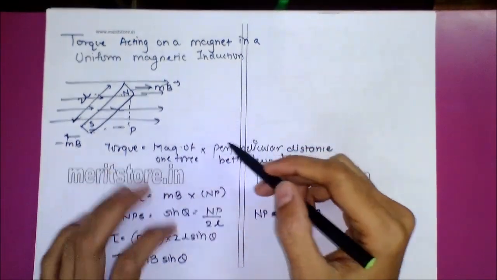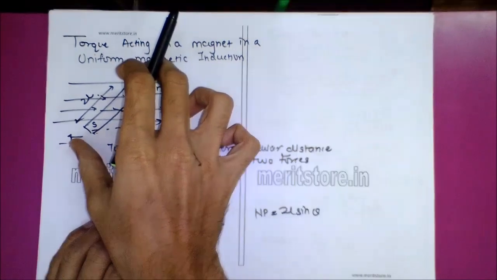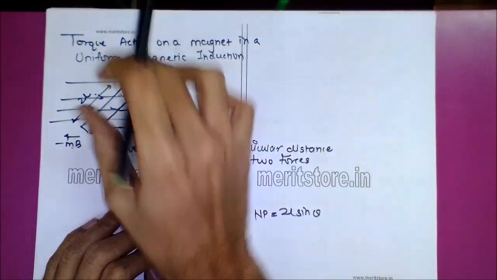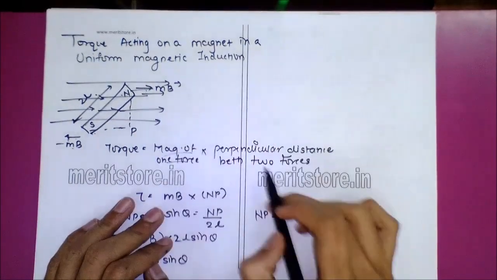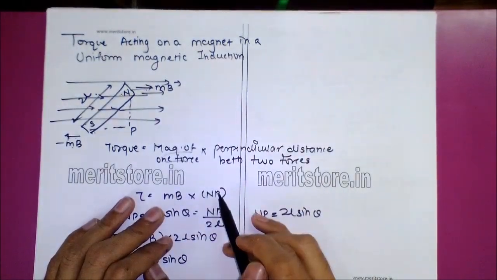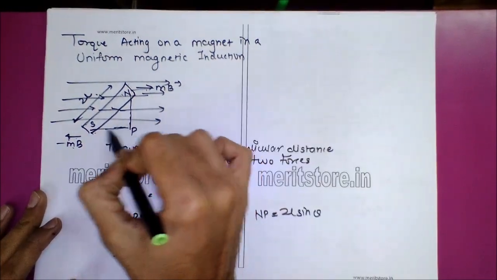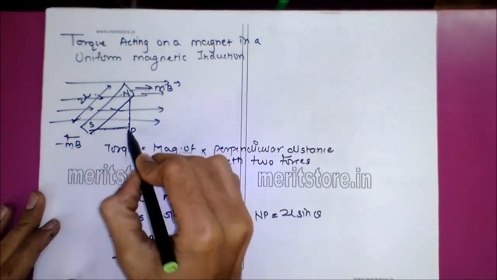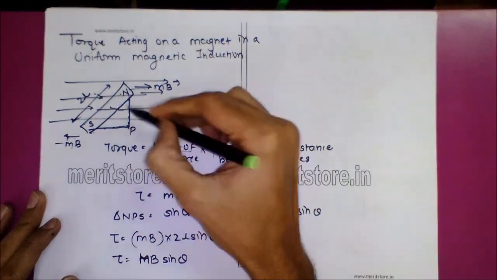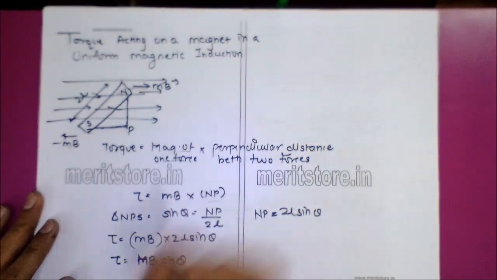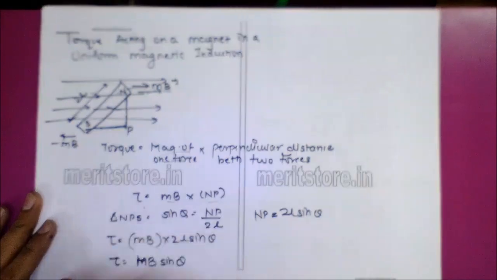So the torque acting on that magnet will be the magnitude of one of the forces, either this force or this force. Whenever a torque acts, the two forces which are acting should be equal and opposite. So the torque is the magnitude of one of the forces multiplied by the perpendicular distance between the two forces. We make a perpendicular and reach point P, where we can get the perpendicular distance between those two. We can take NP as the perpendicular distance. Magnitude of one of the forces, I have taken the force mB, and the torque tau.